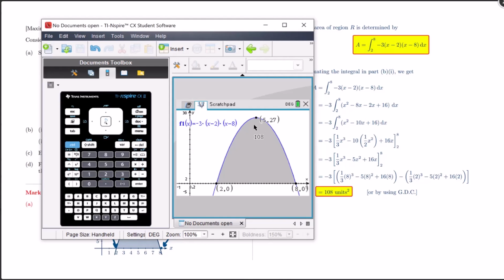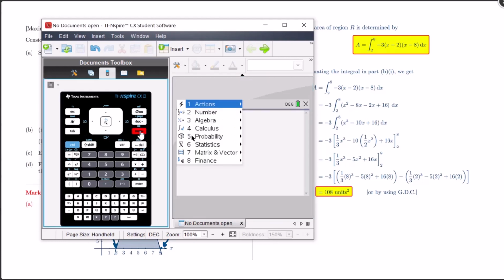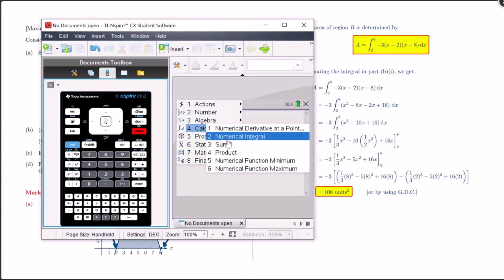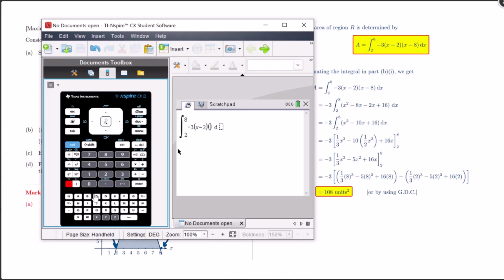Okay, so that's the first way. The second way is just in the Scratchpad section. We can go Menu, number 4, Calculus, number 2, Numerical Integral, and we can just type out this definite integral here. So from 2 to 8 of -3 brackets x take 2, open up another bracket, x take 8, and we are integrating with respect to x, and we get 108.